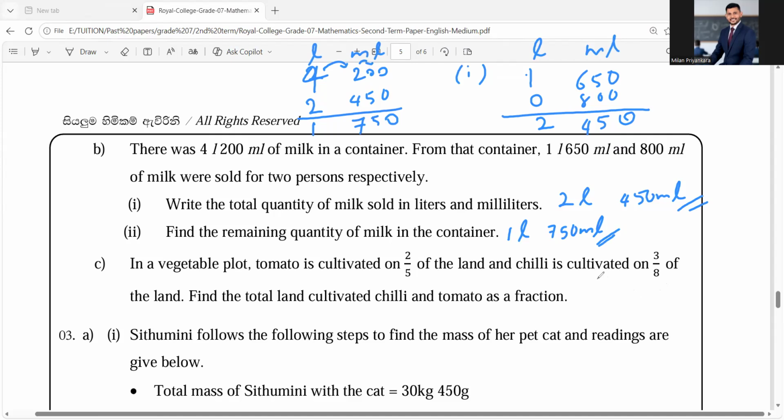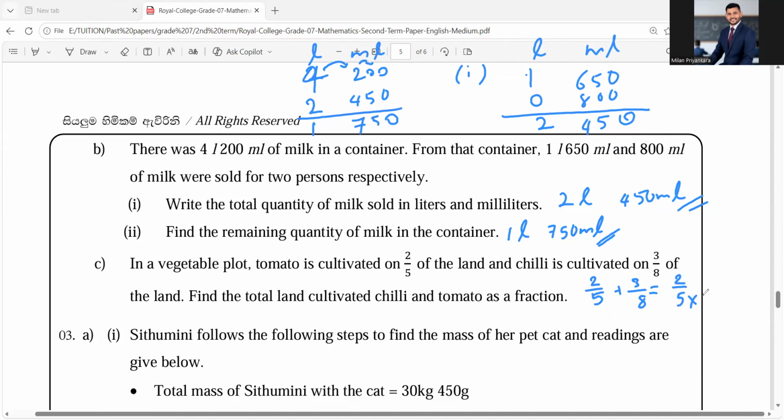Therefore, tomato is on 2/5 and the chili is on 3/8. Therefore, you have to add 2/5 plus 3/8. The main thing is that when you add or subtract fractions, you need a common denominator, right? Here we don't have a common denominator, therefore we have to make a common denominator. So let's make it, right?